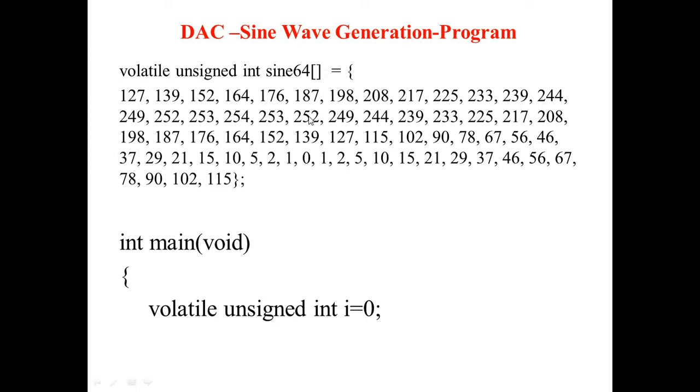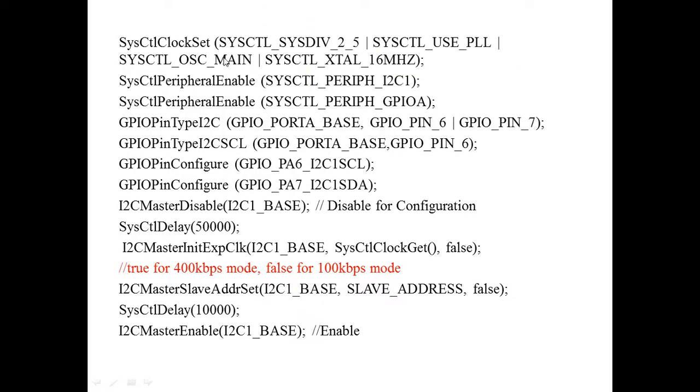Already we created the lookup table for the sine waveform. You have to take that table here and put it in your program. Then in main, volatile unsigned integer I equal to 0, and you have to use the system control clock set. System control clock set, you already know this formula, this expression.